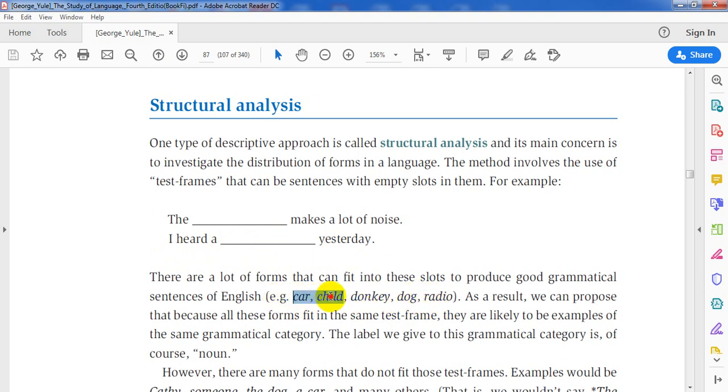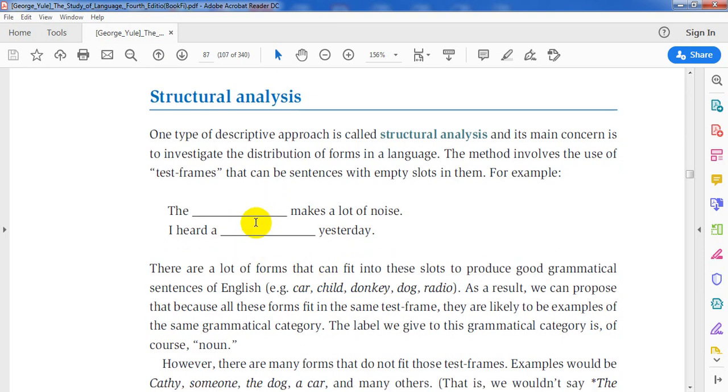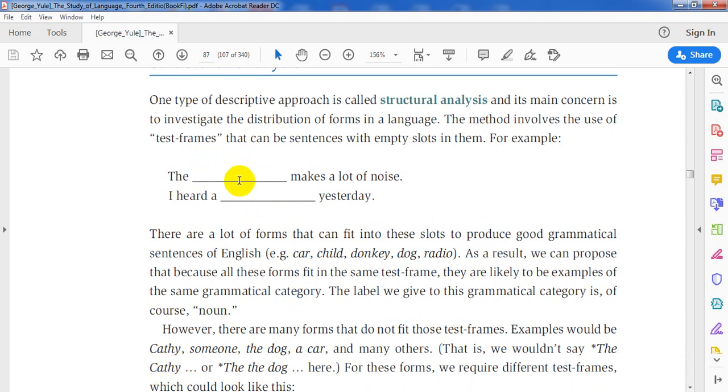So according to the structural analysis, these words fall in the same grammatical category. But is this applicable all the time? These are nouns. So what about other nouns? For example, can I say the Kathy? Kathy is a noun, a proper noun of a person. So can I say the Kathy makes a lot of noise? Actually, no, we cannot say the Kathy makes a lot of noise.